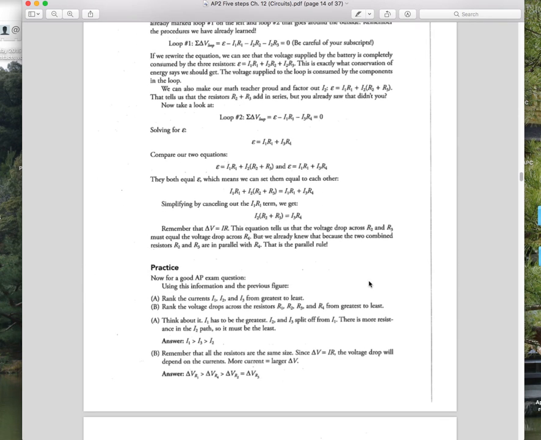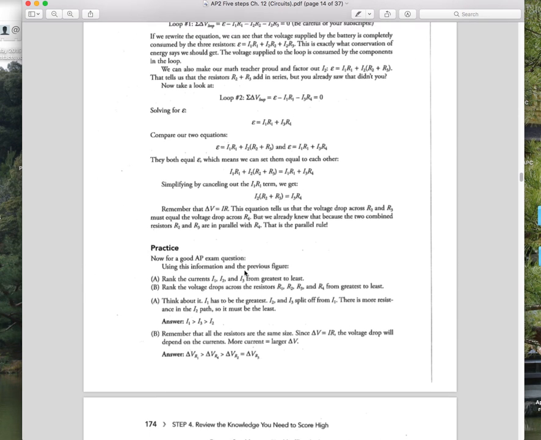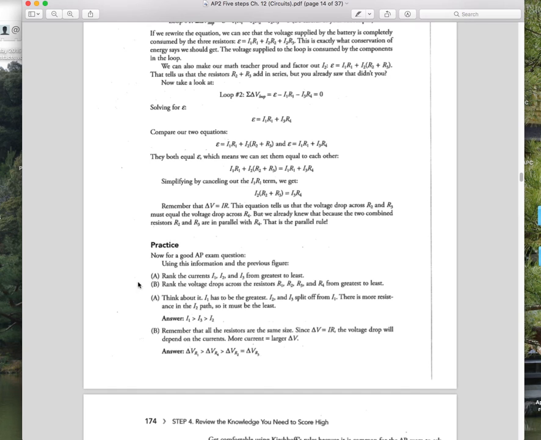They go through a lot of examples here. Ranking tasks, probably a good thing to know. So you may want to look through some of the conceptual questions that we did with circuits, which is in the chapters like 25-ish, something like that.